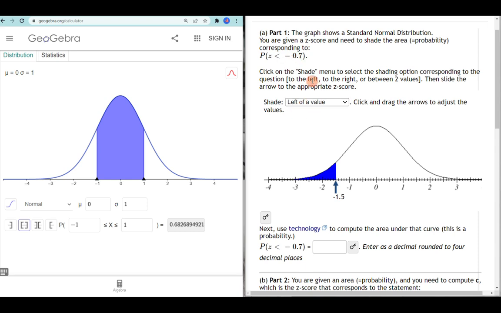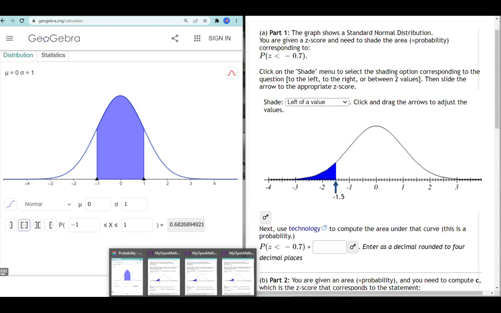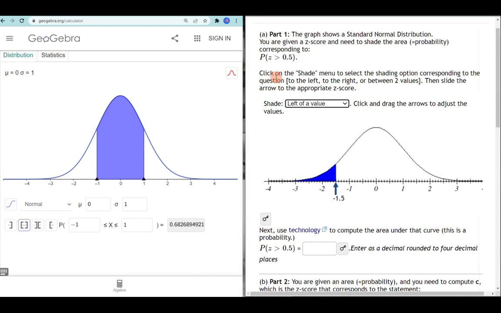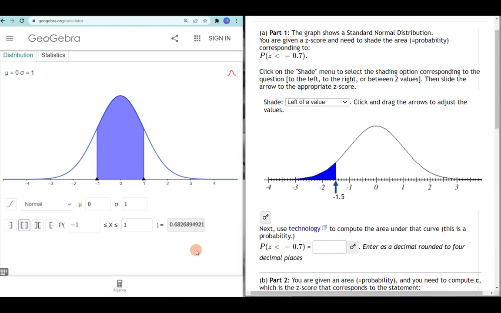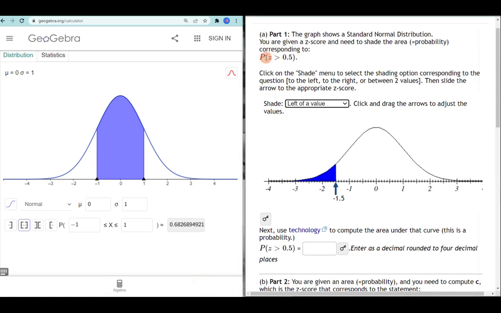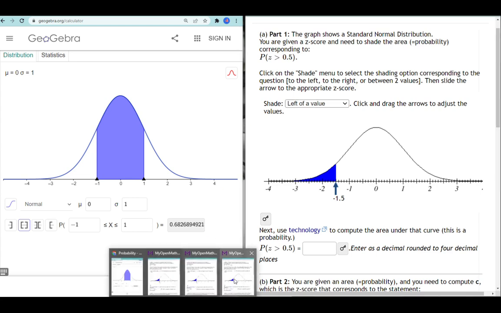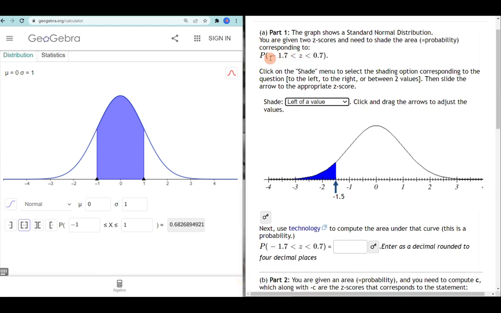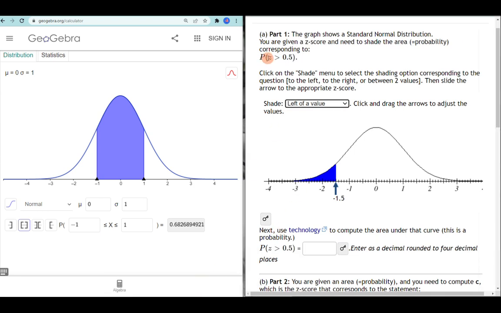We have a couple different options for shading, and let's look at three different examples here. We're going to look at that one I just said, the probability z is less than negative 0.7. We're going to look at the probability that z is greater than 0.5, and the probability that z is between negative 1.7 and 0.7. So when we investigate these, we'll start with z is greater than 0.5.